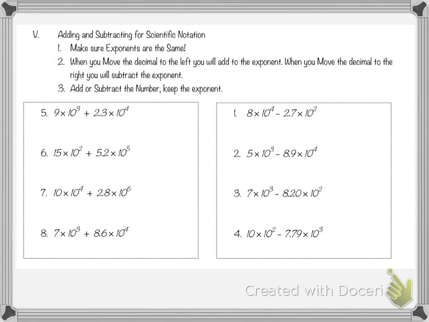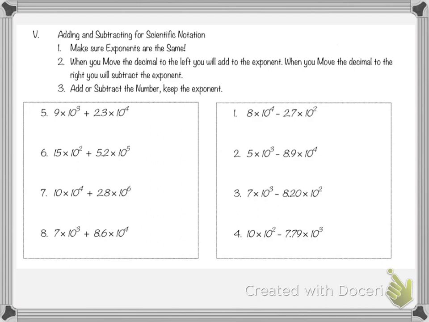So I've got 9 times 10 to the third power plus 2.3 times 10 to the fourth power. Okay? I have no idea why that says number 5 right there. But let's look at number 5. 9 times 10 to the third power plus 2.3 times 10 to the fourth power. Okay, so I need to get these in comparable exponents.